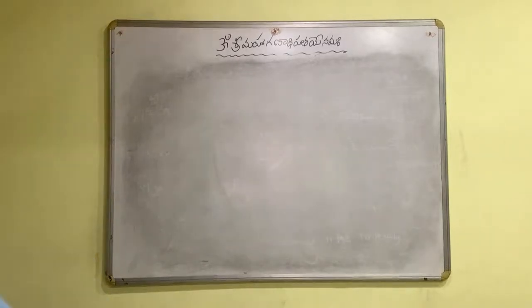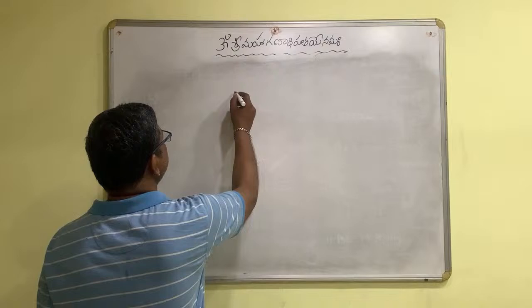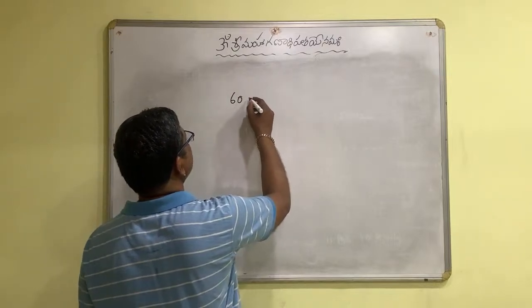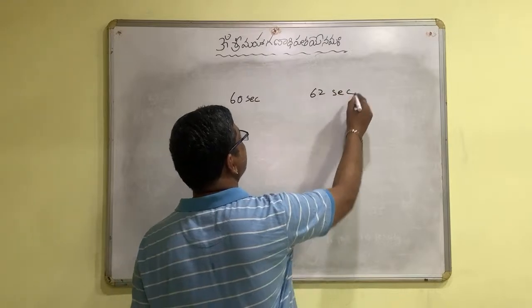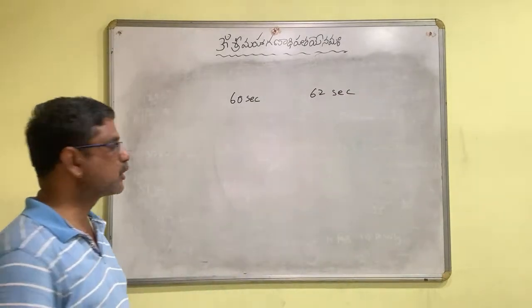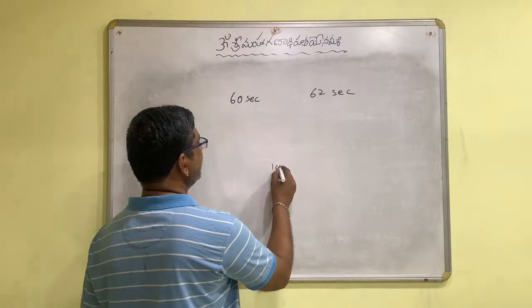Next question. An electric device makes a beep after every 60 seconds. Another device makes a beep after every 62 seconds. They beep together at 10 a.m. One device beeps after every 60 seconds, the other device beeps after every 62 seconds. Together they have given a beep at 10 a.m.